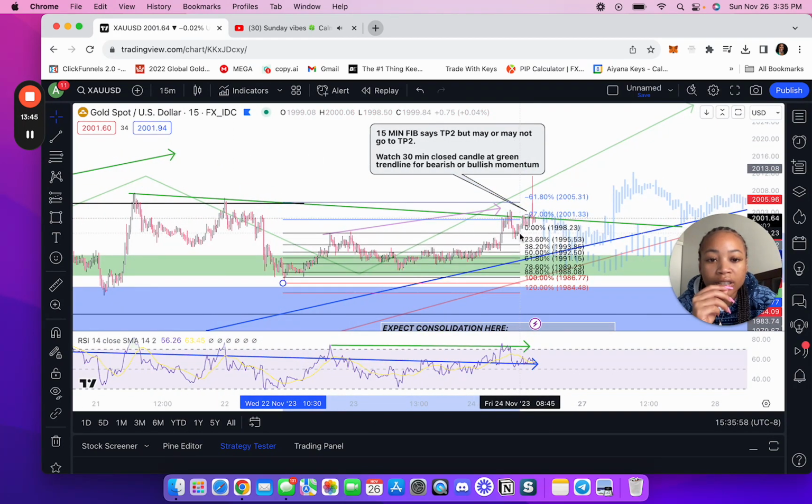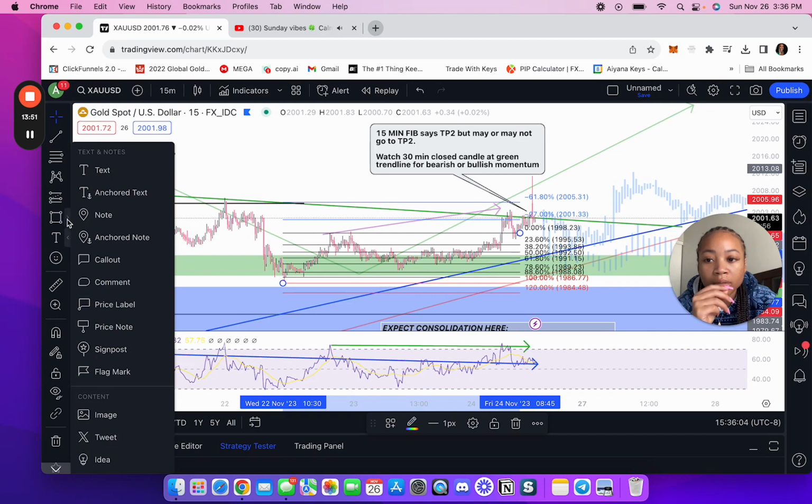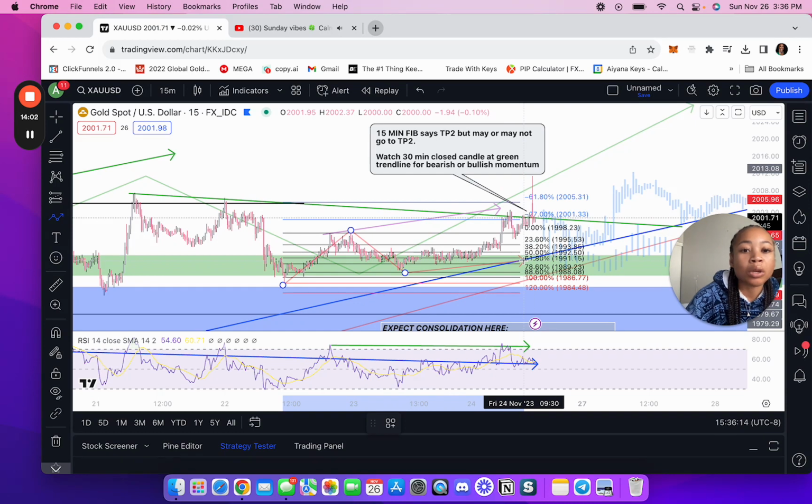So right here, this is our structure. Let me draw it out. Low, high, low. It hit 61.8 on my fib, which usually means TP2. And that's exactly where price hit. It came all the way to TP2.